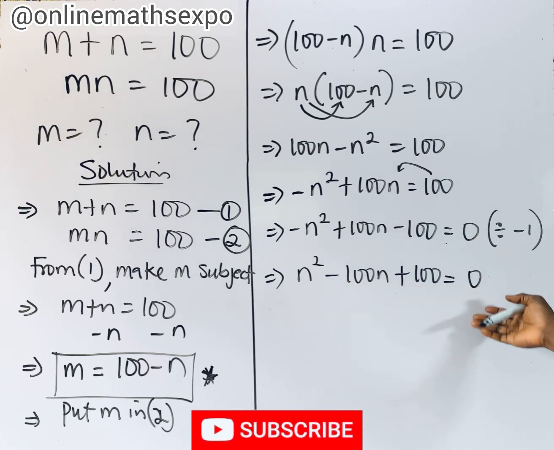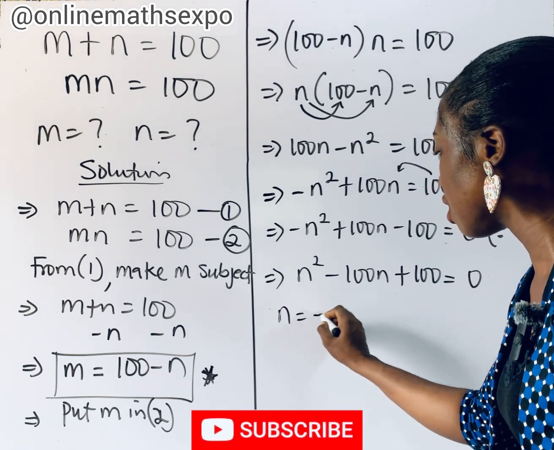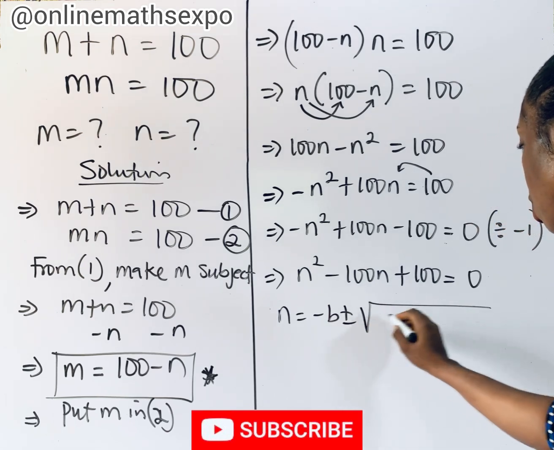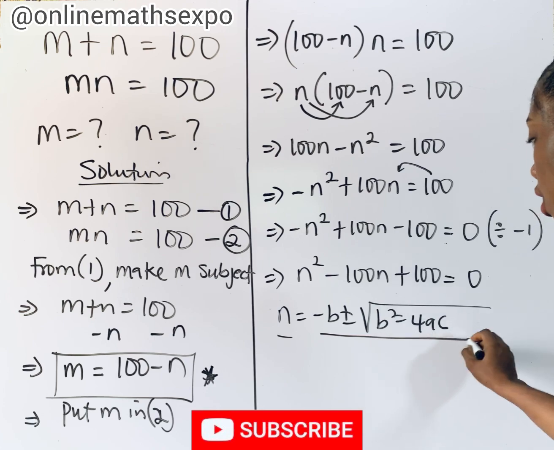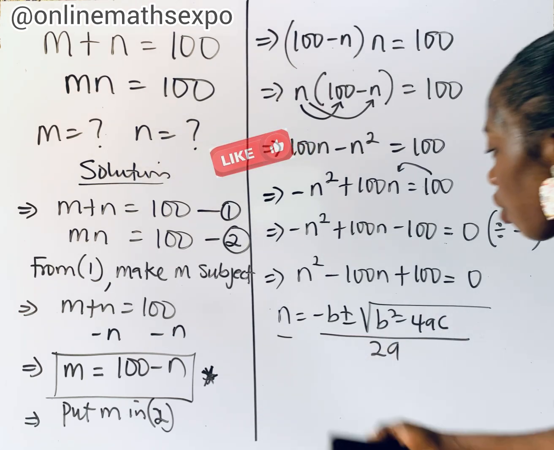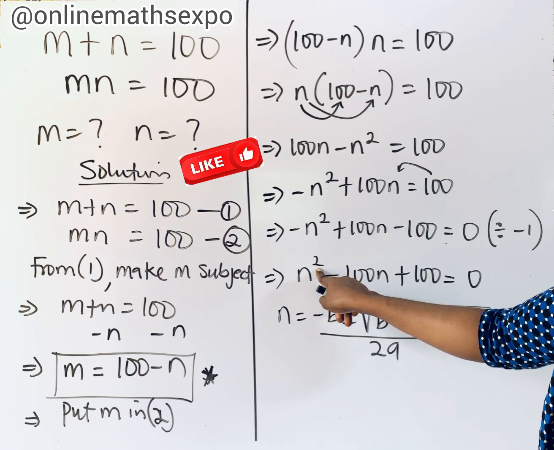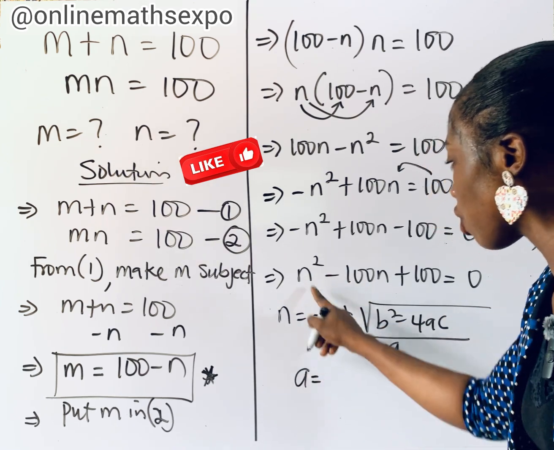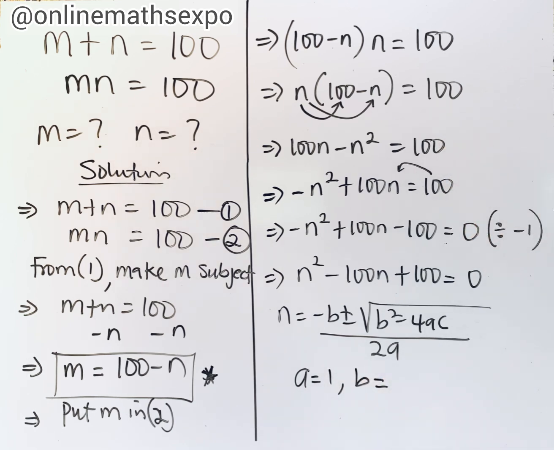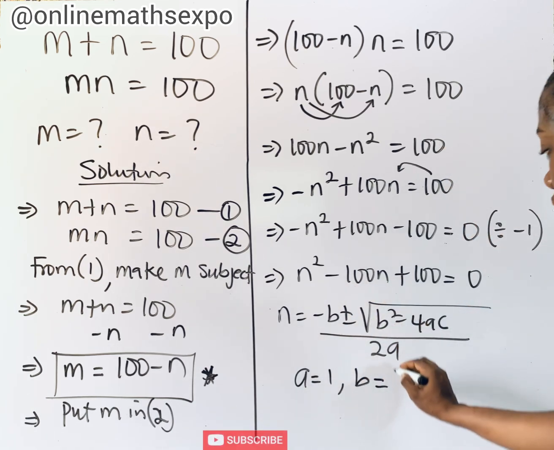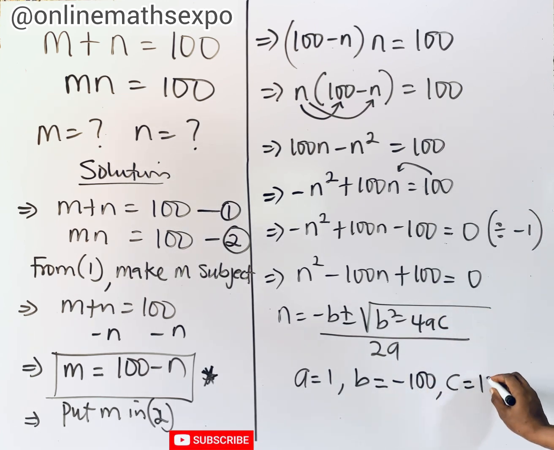So if this is what we have, now we're going to use our formula method. And remember, n is negative b plus or minus square root of b squared minus 4ac, all divided by 2a. From this equation, our a is the coefficient of n squared. Here, the coefficient of n squared is an invisible one. So we have 1. Our b is the coefficient of n, which is negative 100. And our c is the constant term, which is 100.